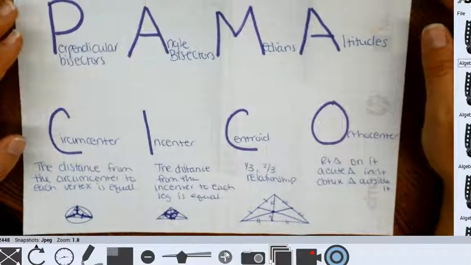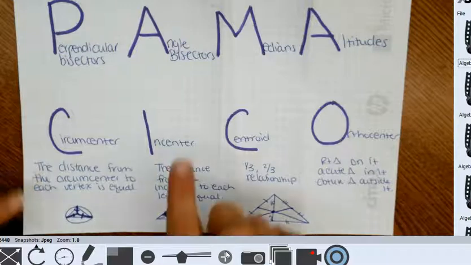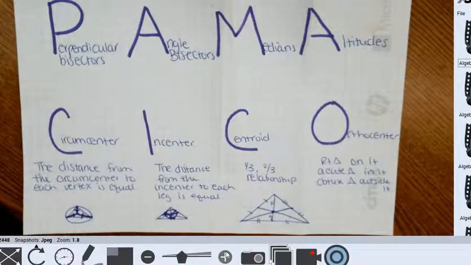And this nice mnemonic helps. Your perpendicular bisectors have a point of concurrency called the circumcenter. The distance from the circumcenter to each vertex is equal. Your angle bisectors meet at the incenter. That point of concurrency to each leg, or each side of the triangle, is equal.